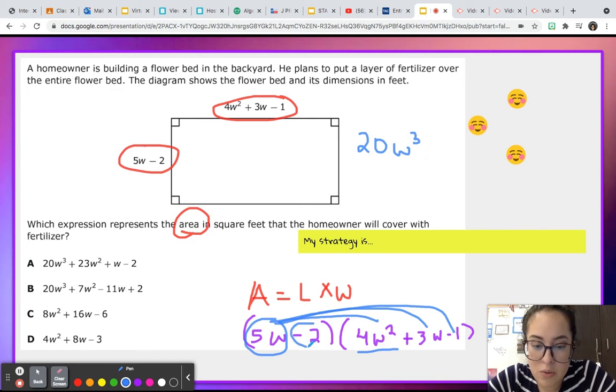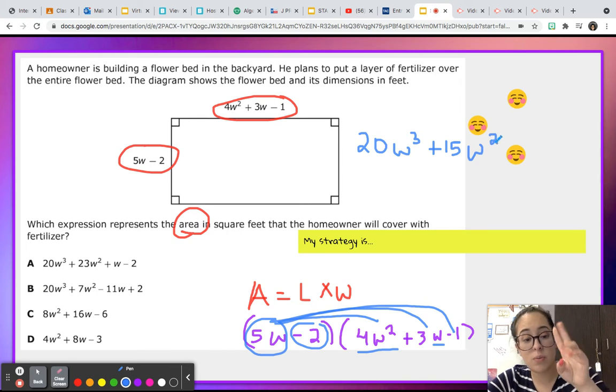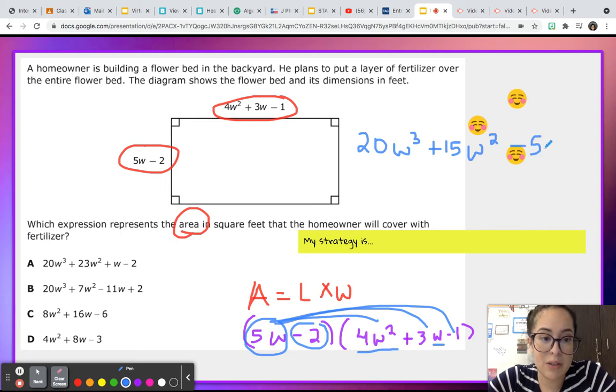So now I'm going to do the, oops, not yet. I messed up. I'm going to do 5w times the 3w. So 5 times 3 I know is a positive 15, but the w times the w here will give me w squared, because there's 2 w's that I multiply together, an exponent of 2. Now 5w times negative 1 is simply negative 5w.